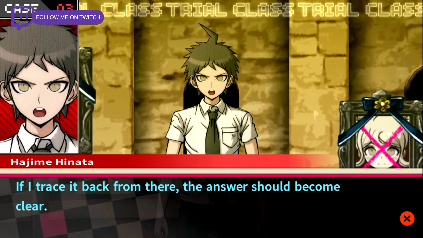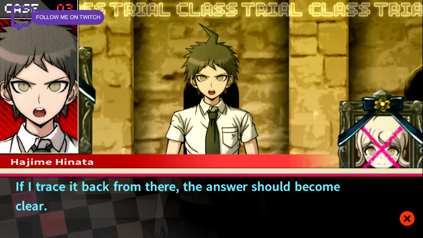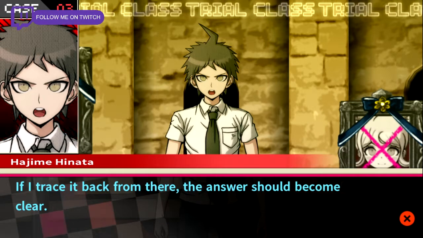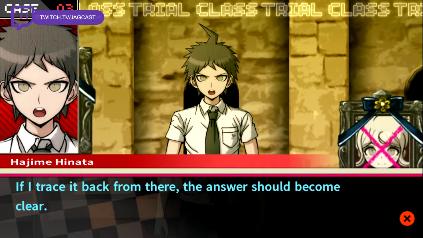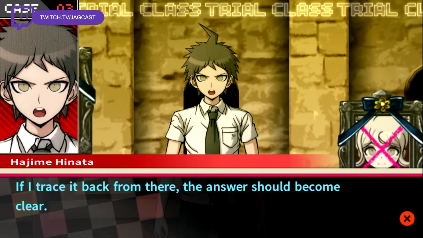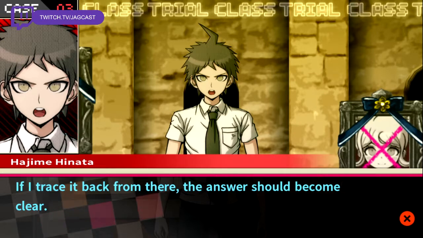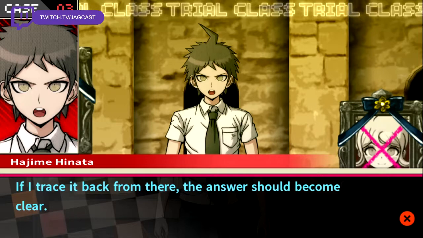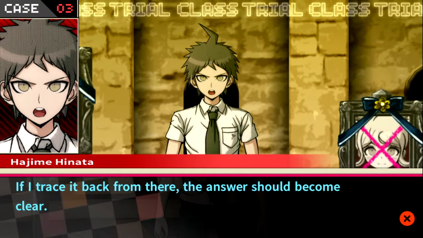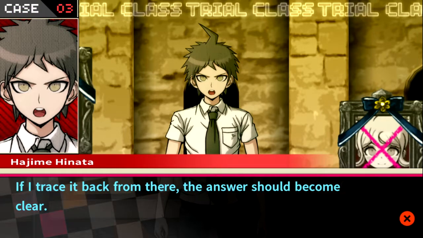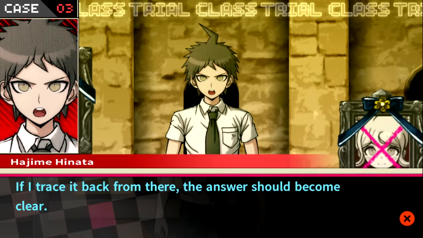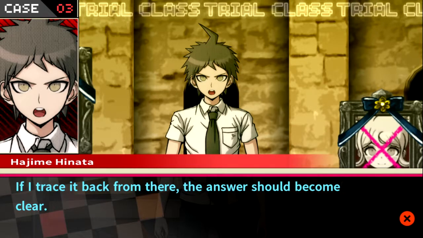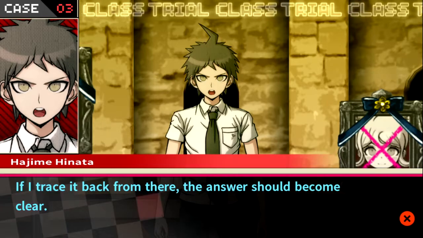Let's get back to just another game, Danganronpa 2, Goodbye Despair, as Class Trial 3 is actually speeding along pretty quickly. We've already had a Hangman's Gambit, really early on in the trial for that. But how was Hiyoko's body hidden? Well, if we trace it back from the wallpaper, the answer should be clear.